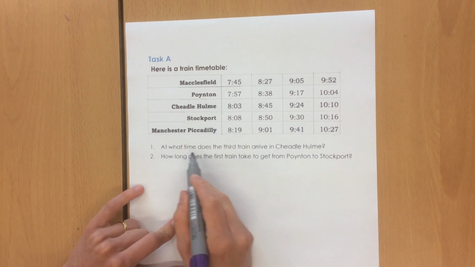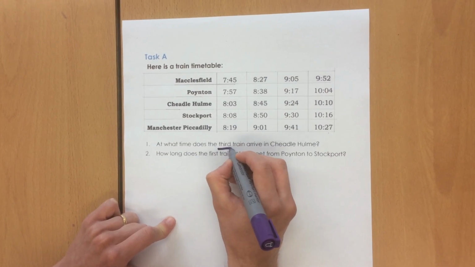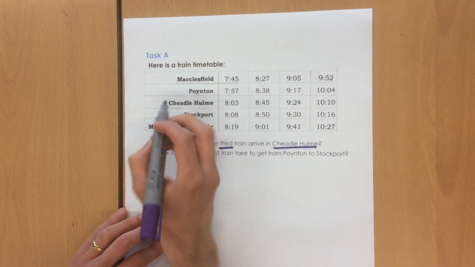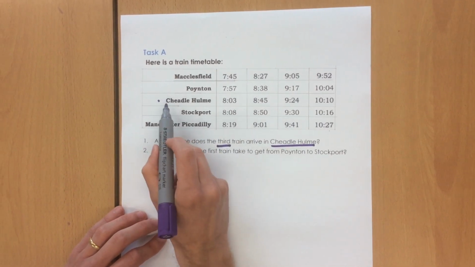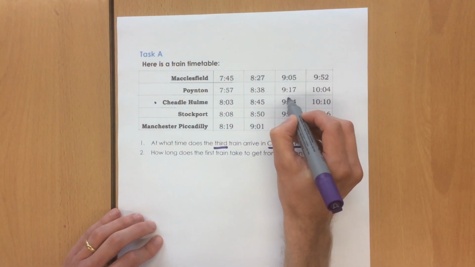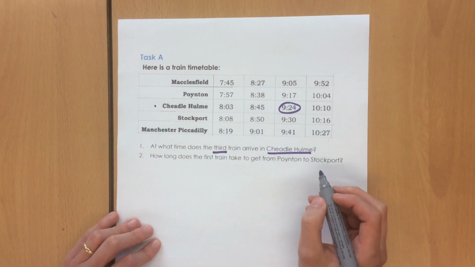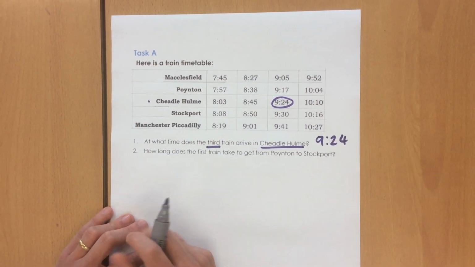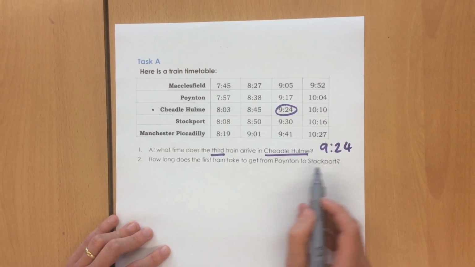Question 1 says, at what time does the third train arrive in Cheadleholm? Right, so I'm going to go to Cheadleholm. This is the station I need to be looking at. And what train of the day is the third train I want? So Cheadleholm, this is the first train, this is the second train, this is the third train. So what time does the third train arrive in Cheadleholm? 1, 2, 3. It's 9:24. Next, question 2. How long does the first train take to get from Poynton to Stockport?